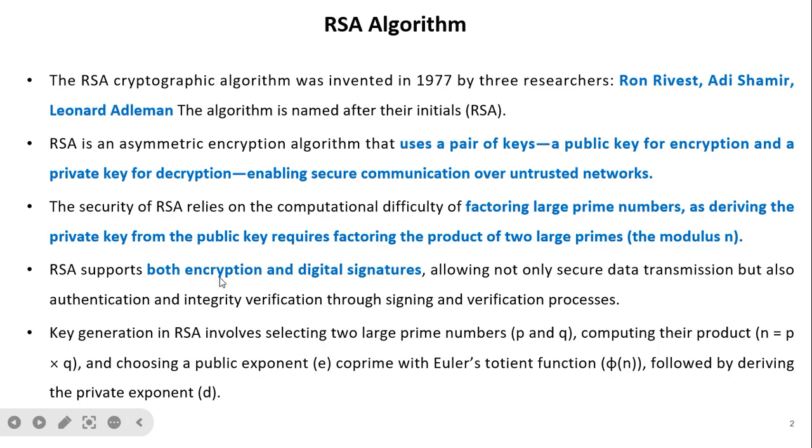RSA supports both encryption and digital signatures, which allows not only secure data transmission but also authentication and integrity verification through the signing and verification process. Key generation in RSA involves basic steps: select two large prime numbers p and q, compute their product n, and choose a public key e which is co-prime to Euler's totient function phi of n, followed by deriving the private exponent d. When we take up key generation and encryption-decryption, these steps will be clear.